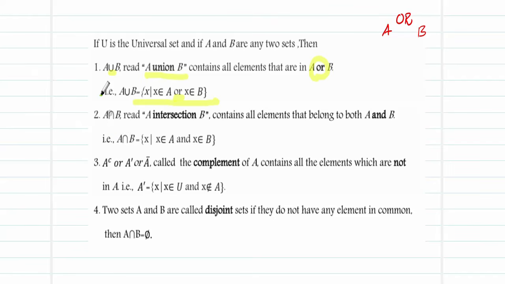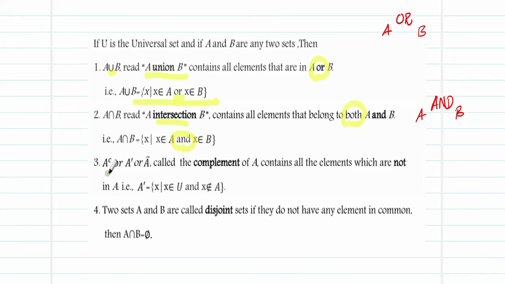Next is the symbol like an upside-down U, like an N. You call it A intersection B. So what does this intersection mean to us? It contains all elements that belong to both A and B. So it is nothing but our AND operator which we use in our logic gates, A and B. Only if both of them are on, then there will be an output. So we call this the intersection operator. You denote it as the set of all x such that x belongs to A and x belongs to B.